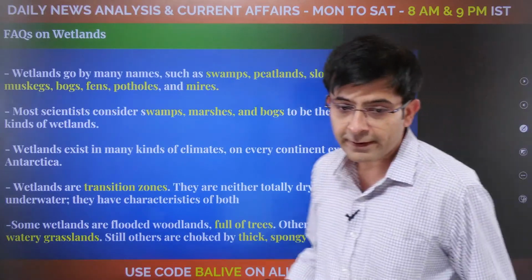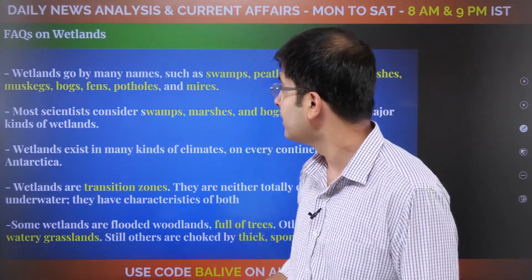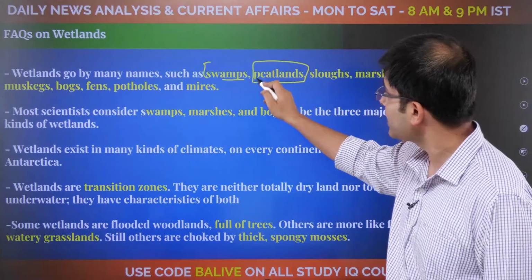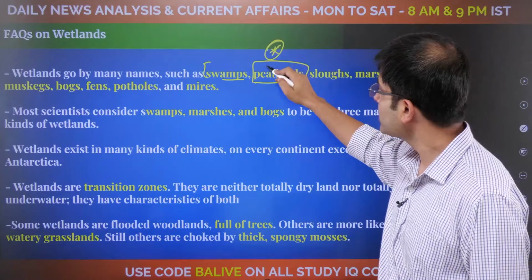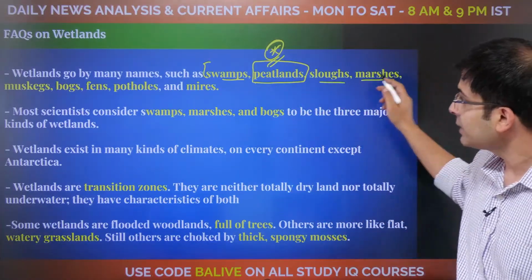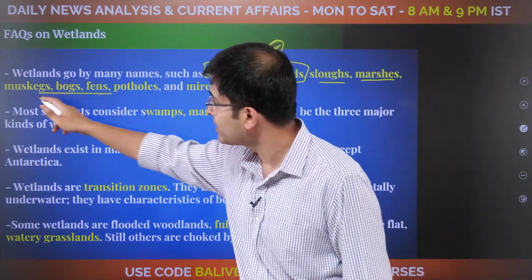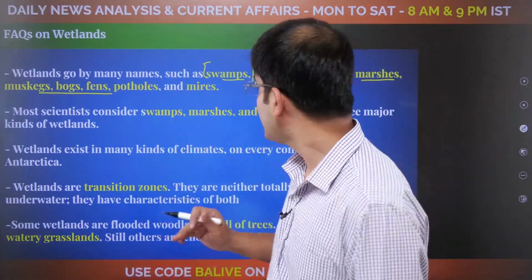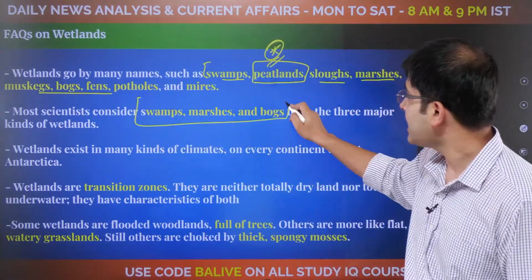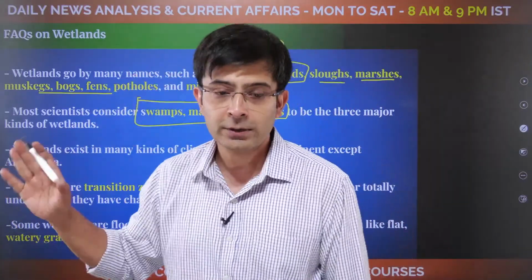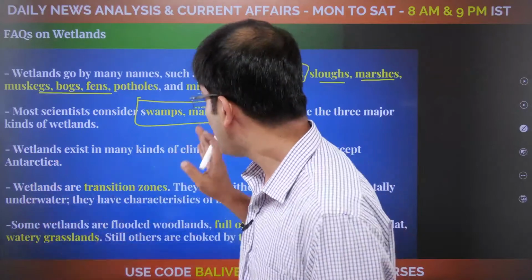So let's look at some FAQs from the UPSC Prelims perspective. Wetlands have many names: swamps, peatlands, which we'll take a closer look at because questions are frequently asked on them, sloughs, marshes, muskegs, bogs. Don't worry. You just need to remember three and remember them well. What are the three? The swamps, the marshes and the bogs. If you know these three, the others are just byproducts of these.